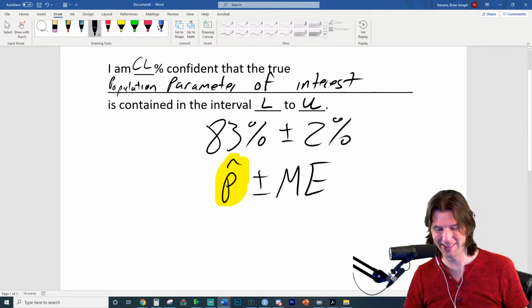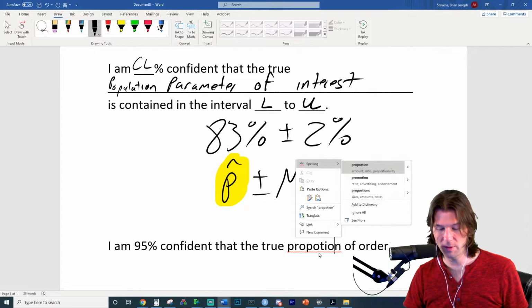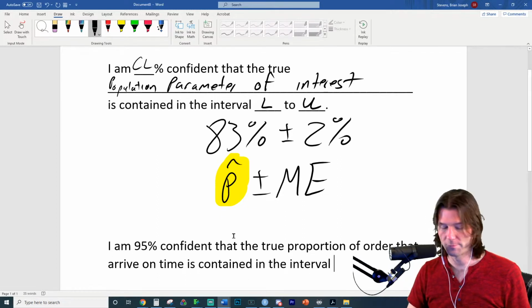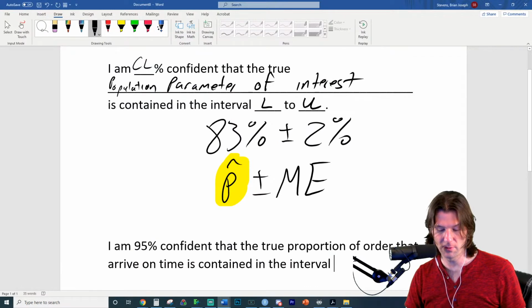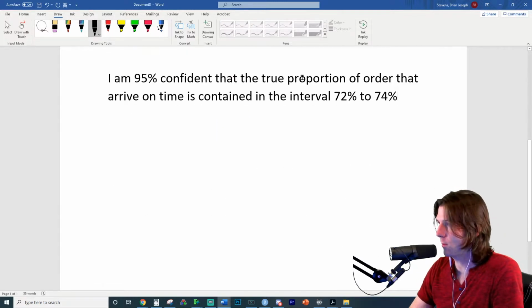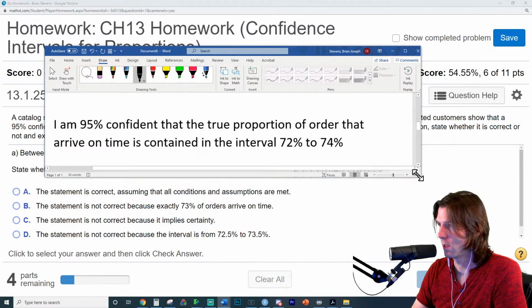So I am 95% confident that the true proportion of orders that arrive on time is contained in the interval, and then we just give the interval. It was 95%. 72 to 74%. How did I know this? Because it said plus or minus 1%. I am 95% confident that the true proportion of orders that arrive on time is contained in the interval 72 to 74%. We're going to take this interpretation right here and use it to help us out.